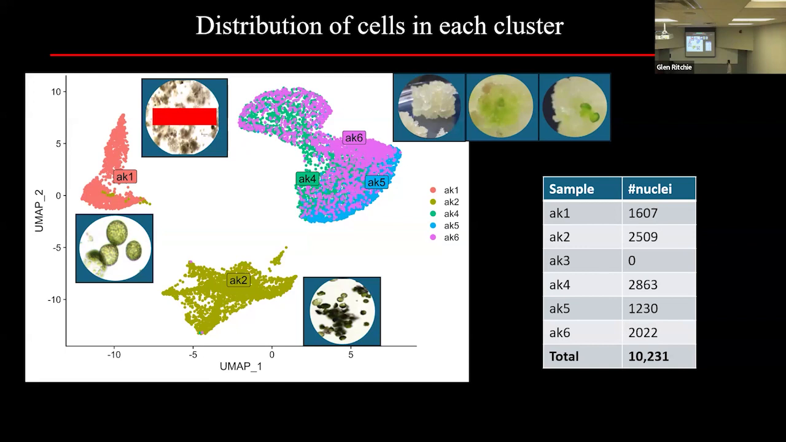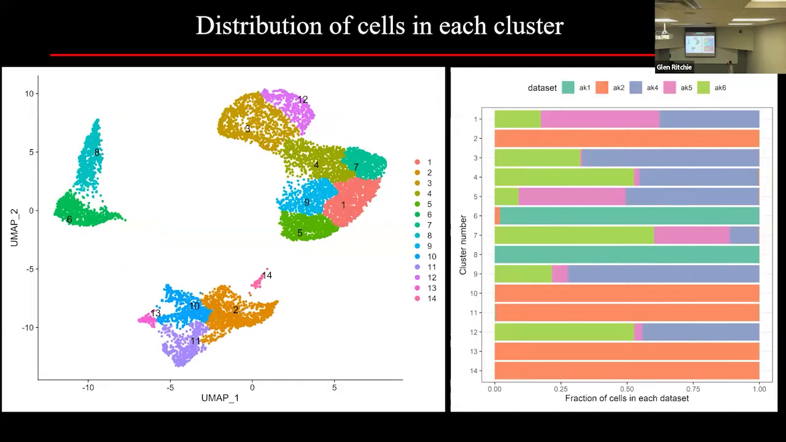So this is a sample-wise distribution or clustering of the cells. And now those different samples are further divided into different clusters. And we have 14 different clusters here.